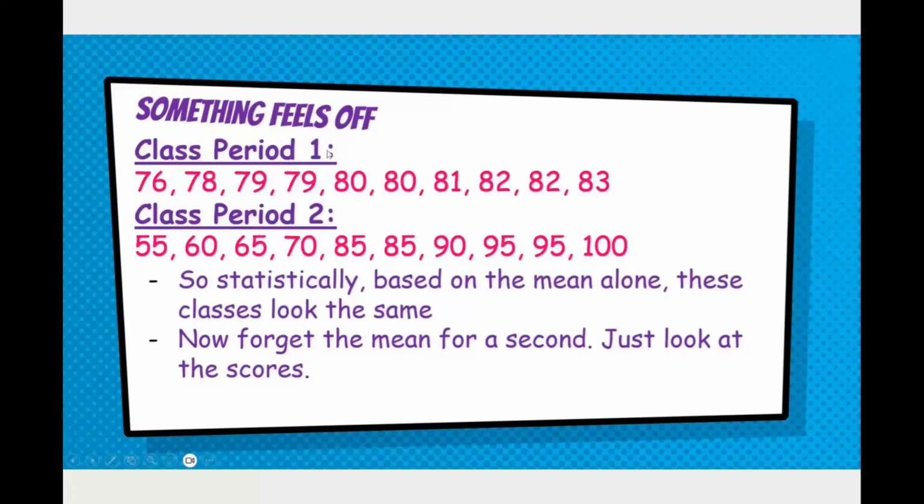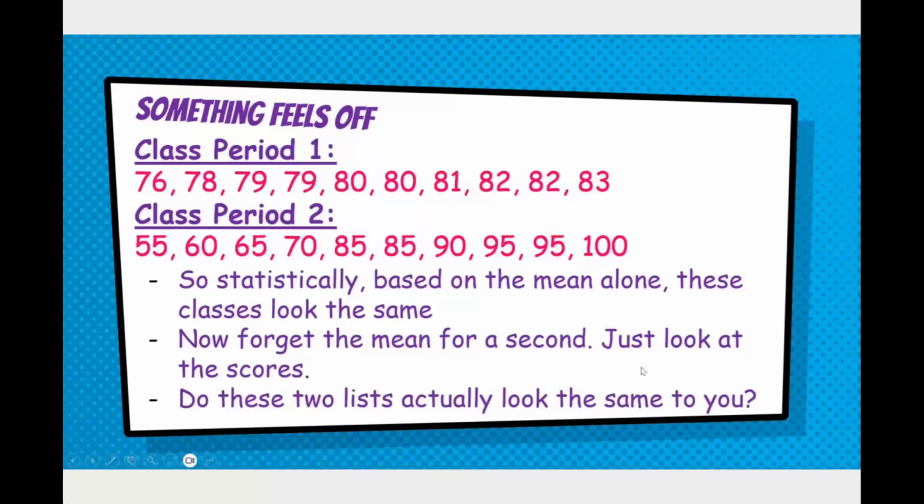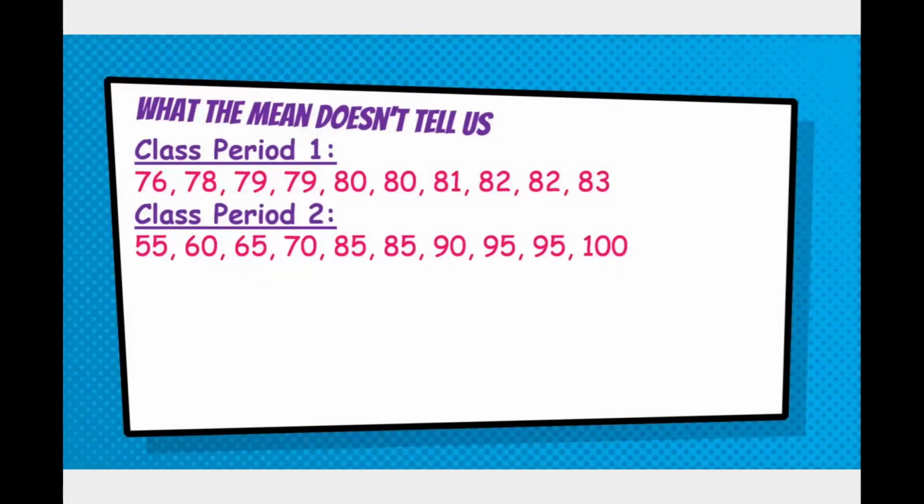Class period 1 doesn't have anything close to 100. They have 0 A's in the whole class, but they also don't have really any failures. So they don't look the same. They actually look very different, but they had the same average. So what the mean doesn't tell us is the consistency.